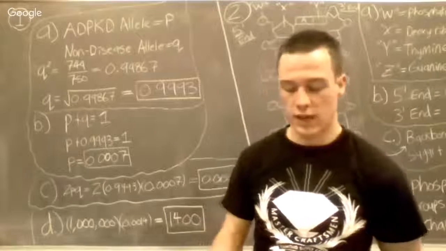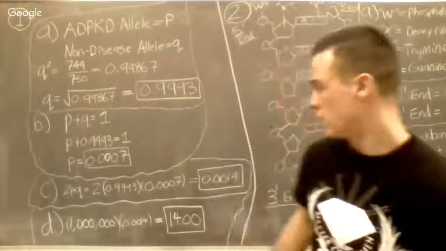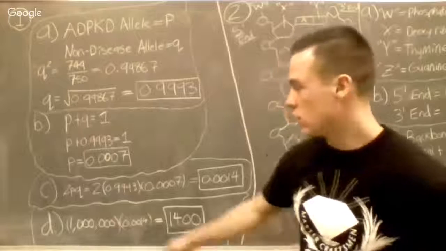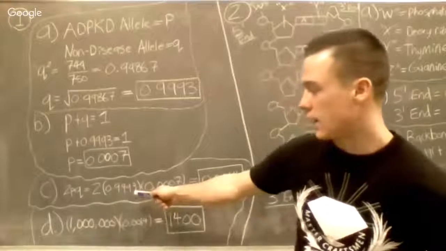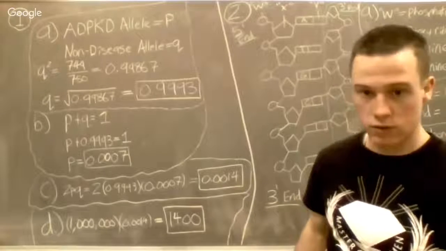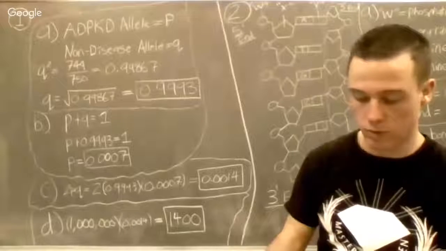Now letter C asks, what is the frequency of heterozygous individuals in this population? Well, the frequency of heterozygous individuals is 2 times P times Q. So 2 times 0.9993 times 0.0007 gives us 0.0014 as the frequency of heterozygous individuals in this population.